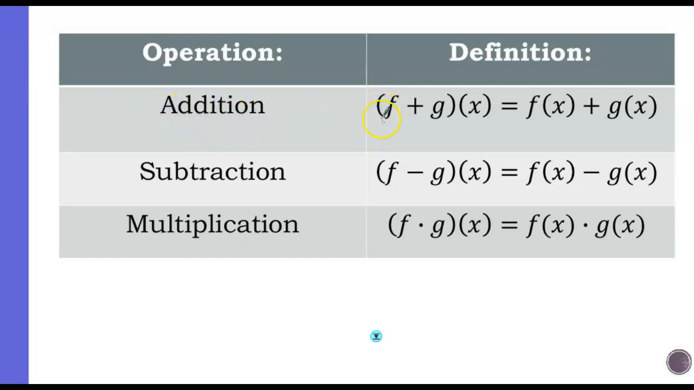For addition, we'll see that this is f plus g of x. And really, if you want to translate it, all that really means is take f of x, take g of x, and add them together. Same thing goes for subtraction. F minus g of x really just means f of x minus g of x. And again, f times g of x means f of x times g of x.